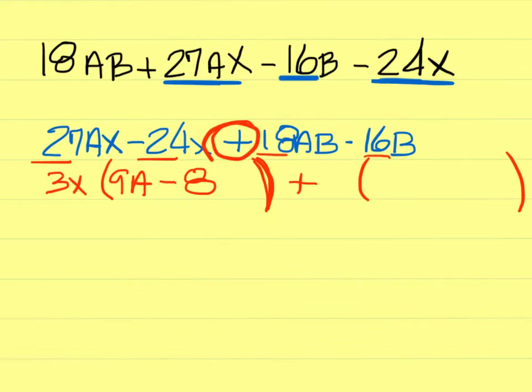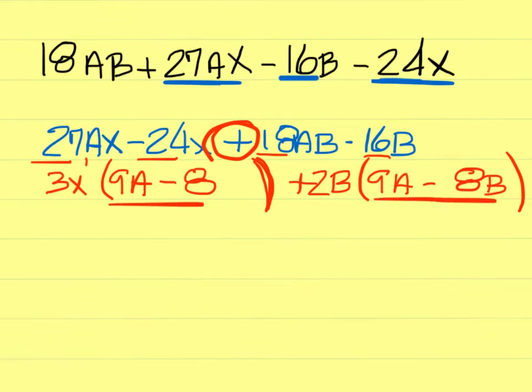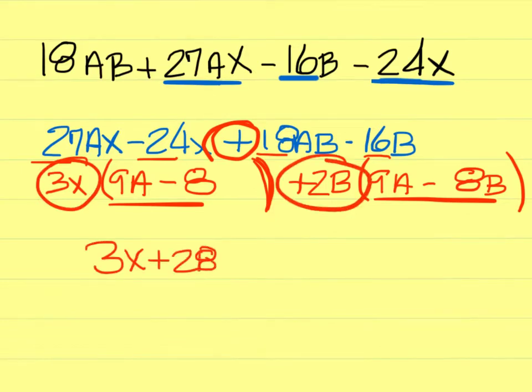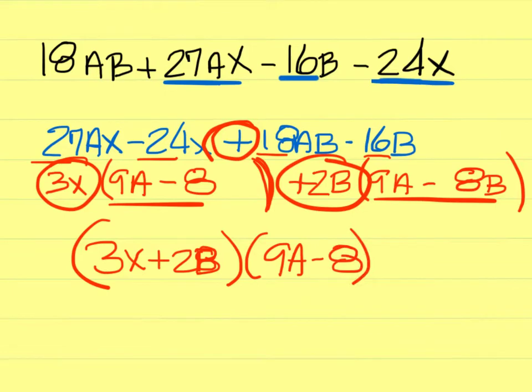What can I take out of 18 and 16? 2. Any variables? B. So divide both of those last two terms by 2b and get 9a minus 8b. So we have the same here as we have there, so it does work out. 3x plus 2b, and then, well, that's not an 8, that's a b, and then you'll have 9a minus 8. Oh yeah, I noticed a mistake here. There shouldn't have been a b on this part, I just wrote it accidentally. Still works out the same, 9a minus 8, and the same thing over here.